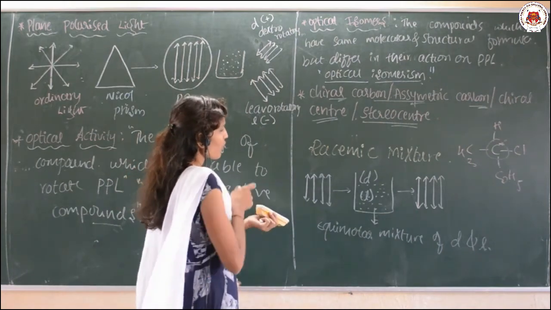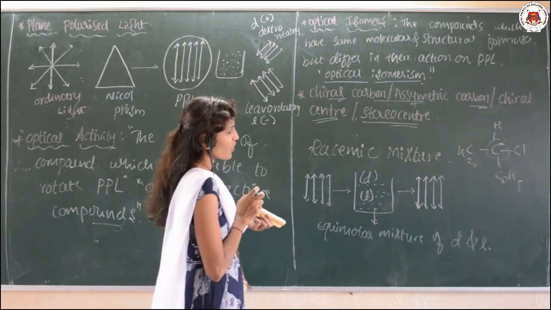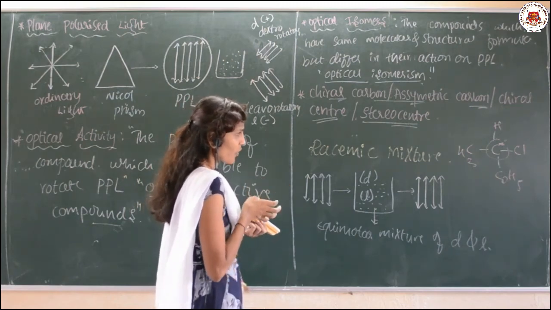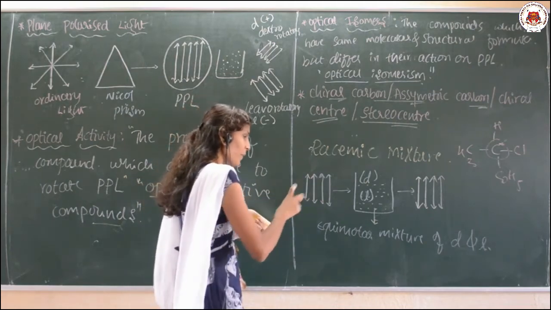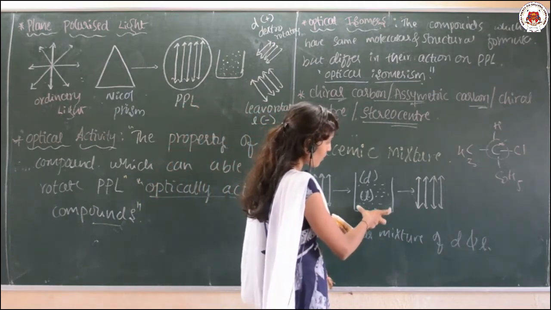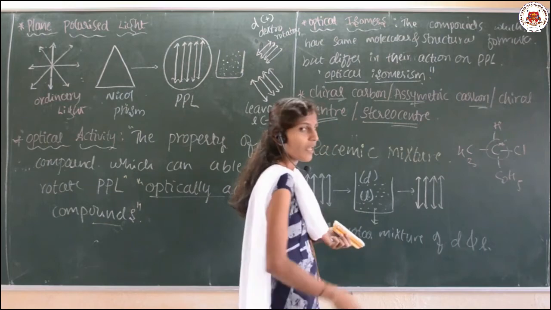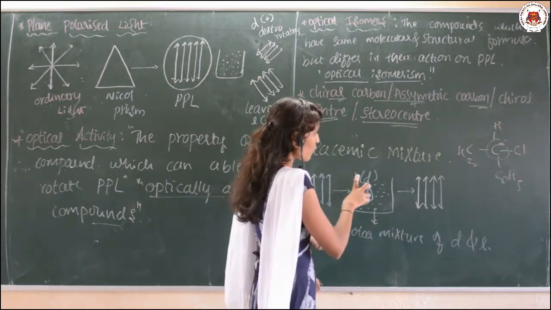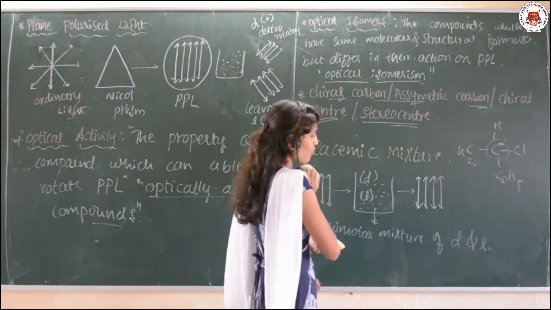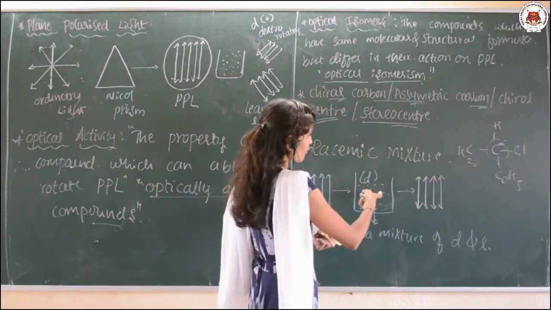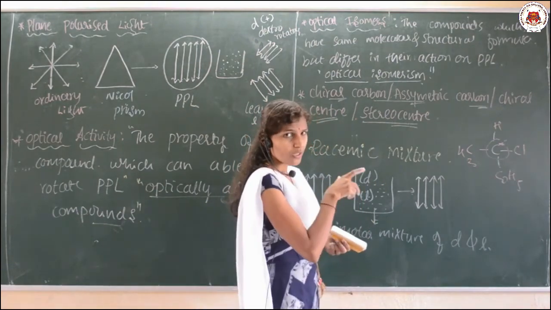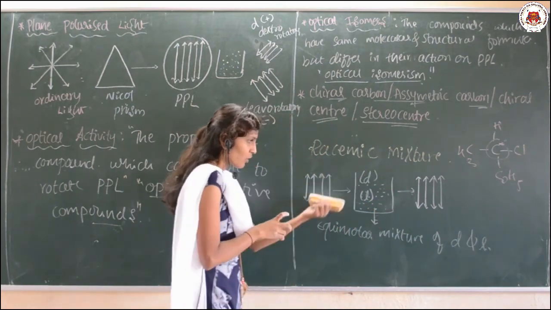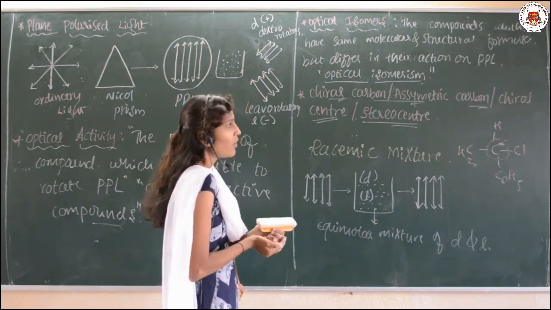And then we are talking about the racemic mixture. A racemic mixture is the equimolar mixture of dextro and levorotatory compounds. If the PPL is passed through a mixture consisting of both D and L type compounds, there is no action of these compounds on the PPL, because dextro is also there, levo is also there. So, it is passed as it is. So, this is a racemic mixture.